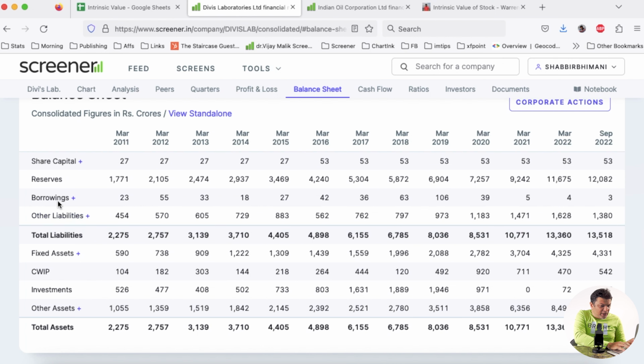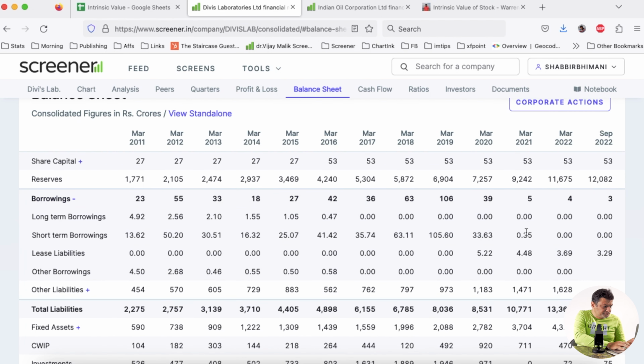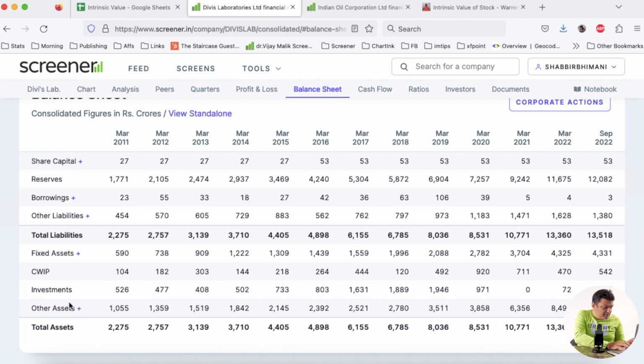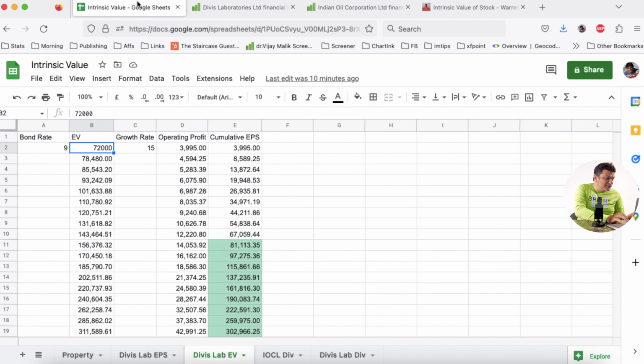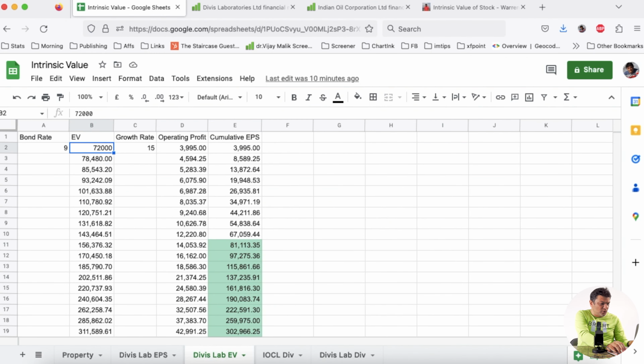So borrowings is literally zero, and there is a cash and cash equivalent of around 3,000 crores. So that is how we calculate the enterprise value. So let's say I now use that enterprise value as 72,000 crores.